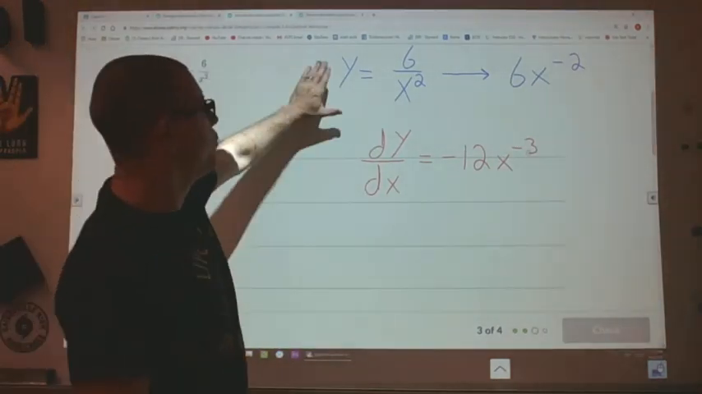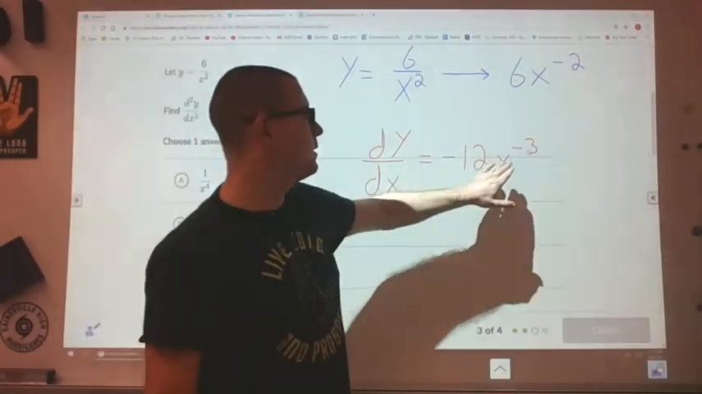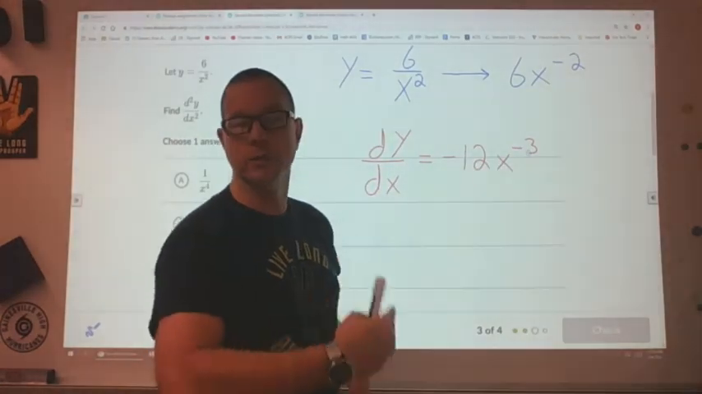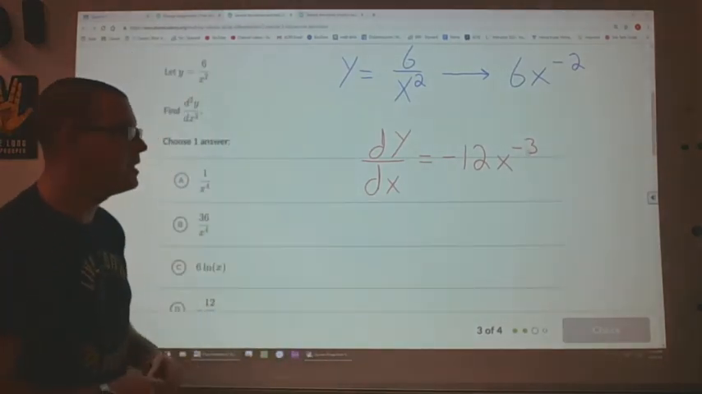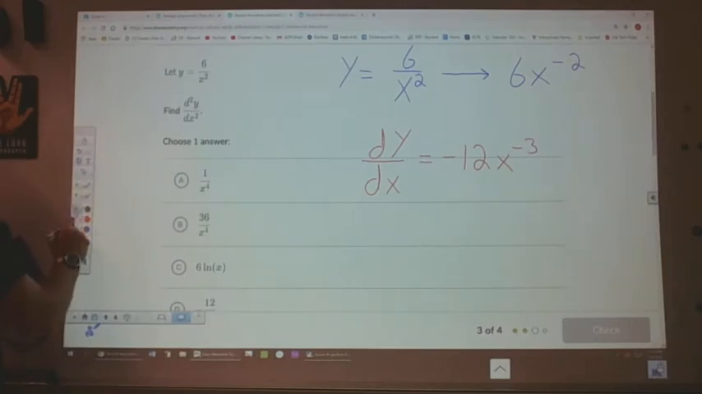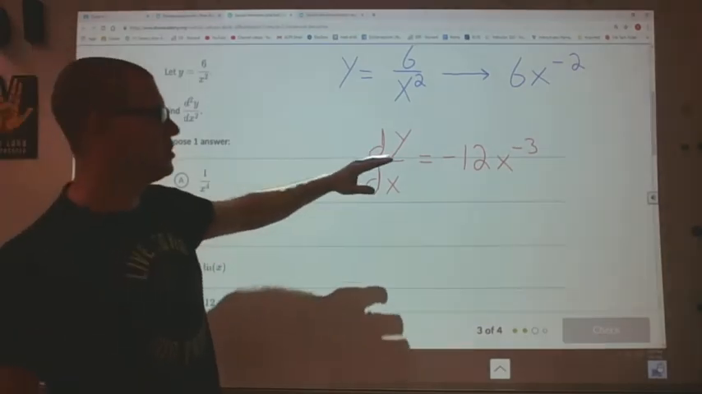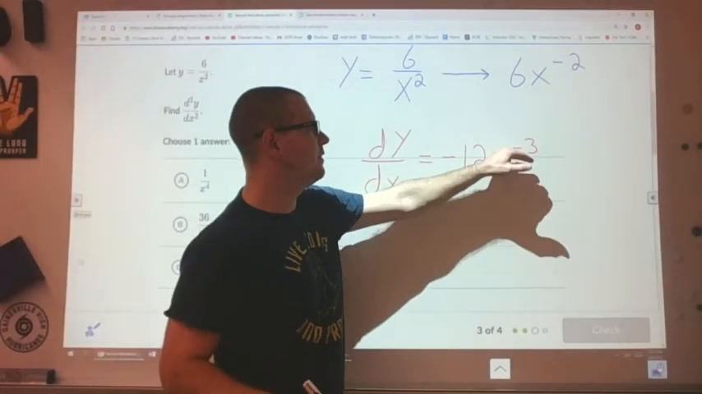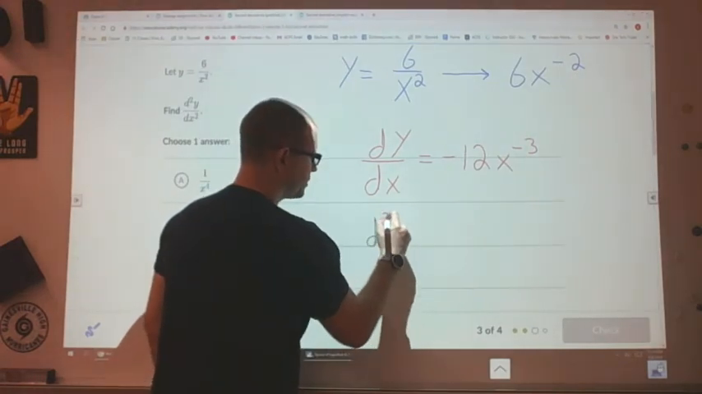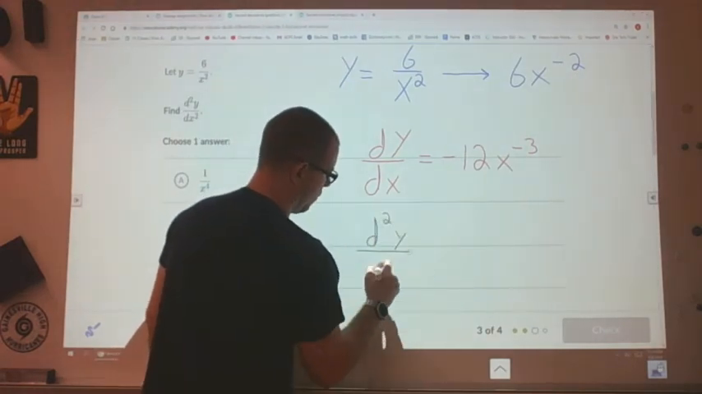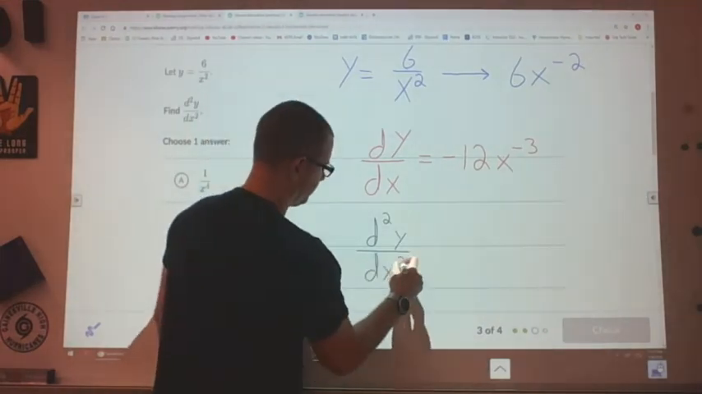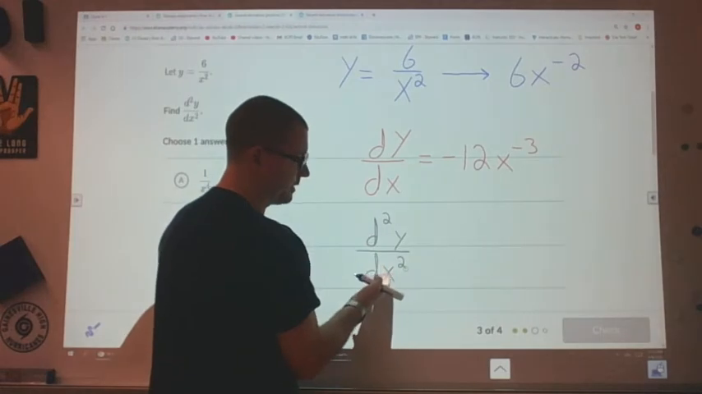Now, if they wanted the first derivative, I would probably rewrite this as negative 12 over x to the third, since I would be doing algebra after that. But since they want the second derivative, I'm going to leave it like this. There's no simplification that I can do, and then just go to the second derivative, which would be d squared y over dx squared, which is the second derivative with respect to x.